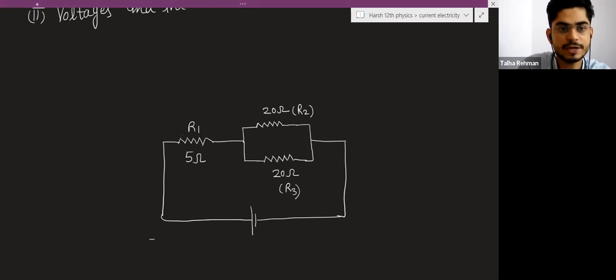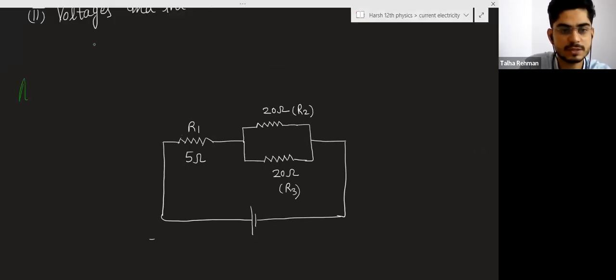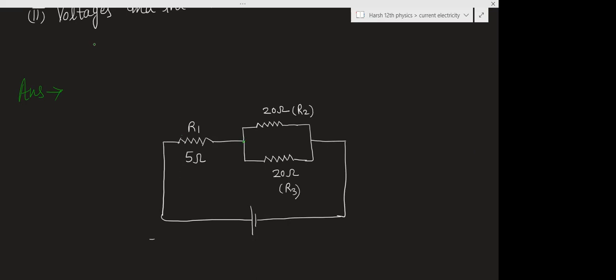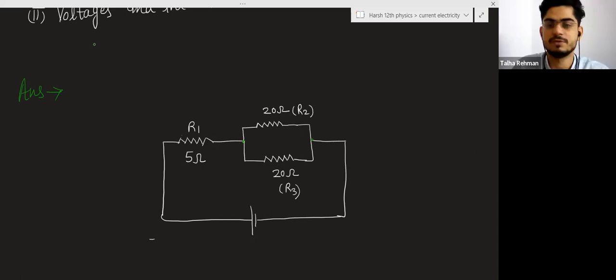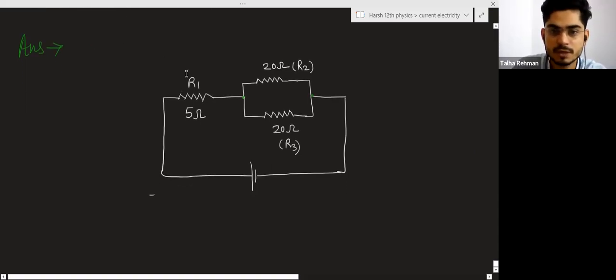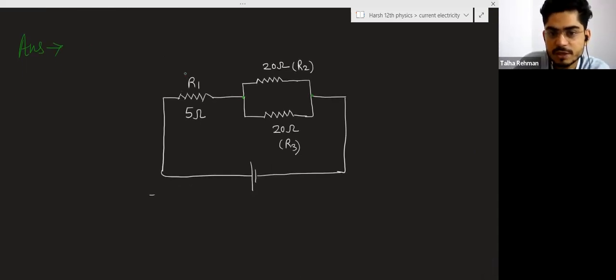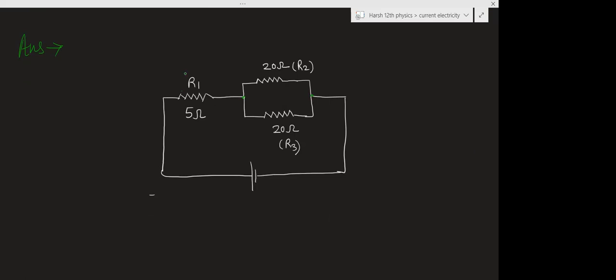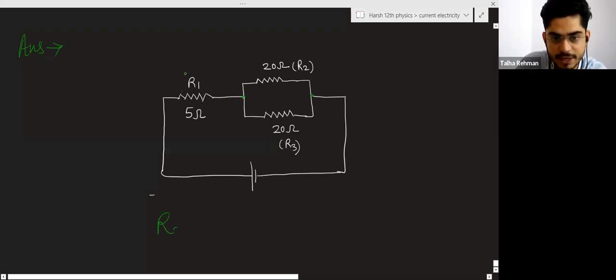So I am calculating first the equivalent resistance. Please tell me, this 20 ohm resistance and this 20 ohm resistance are connected end to end. So which side? Very good, parallel, sir. So for parallel combination, we can find the equivalent of this. So equivalent of R23, I am finding R23.